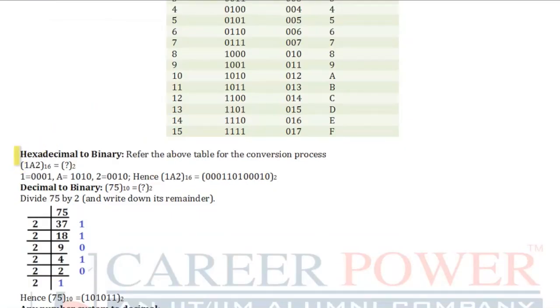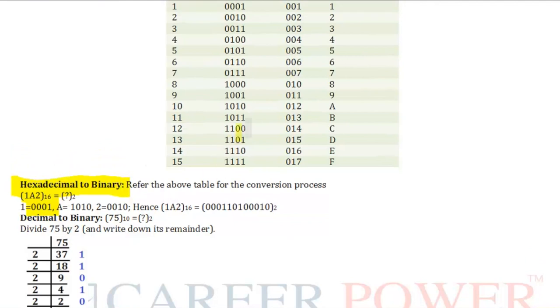Now let us have a look at the conversion from one number system to another. The first conversion is hexadecimal to binary. If you have to convert a hexadecimal number, for example 1A2, to its binary equivalent, you can refer to this table. 1 in binary is represented as 0001, and A, which is the equivalent of 10, in binary is represented as 1010, and 2 is represented as 0010. Hence, 1A2, which is of base 16, in binary will be this number.